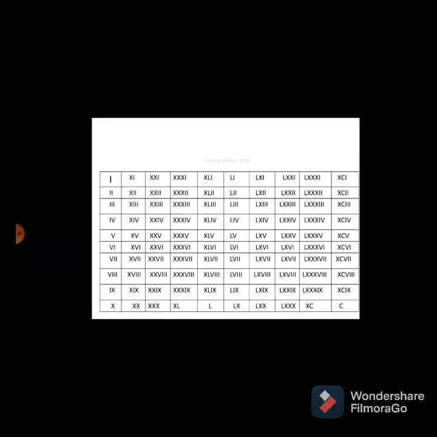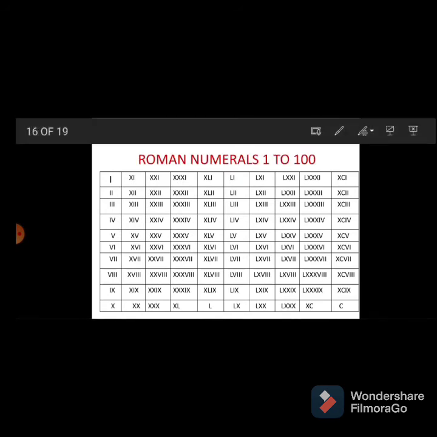Now see how to write numbers 1 to 100 in Roman numerals. See here, starting from 1 to 100, all numbers I have written here. You can take a screenshot and check how to write Roman numerals 1 to 100.